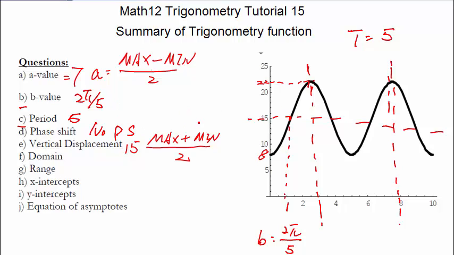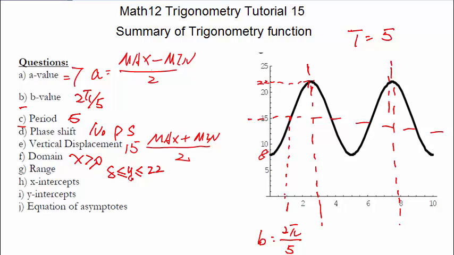Domain is what x can be. From 0 to 10, it seems to keep going, so the domain is everything x bigger than or equal to 0. Done. The range is from the minimum to the maximum. So the y value is less than or equal to the maximum value, which is 22, and bigger than or equal to the minimum value, which is 8.